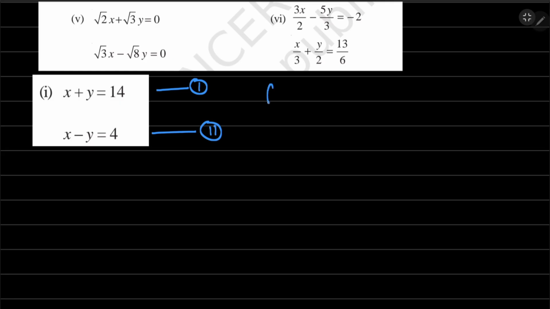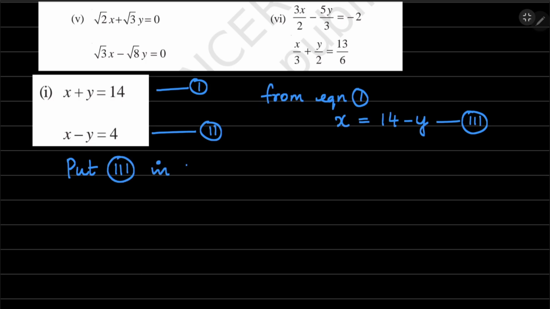So from equation 1 we can write x in terms of y, which is x is equal to 14 minus y. Now let this be equation 3. You can take any one of the equations. You can even take the second equation and write x in terms of y. Now substitute equation 3 in equation 2, because you have taken equation 3 from equation 1, so we will substitute it in equation 2.